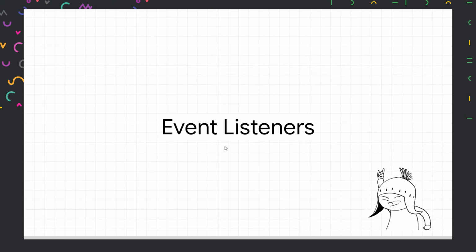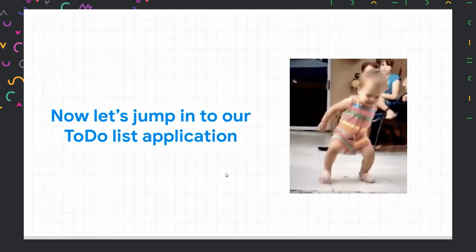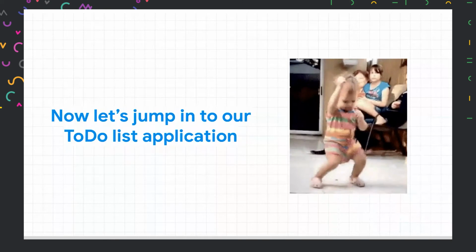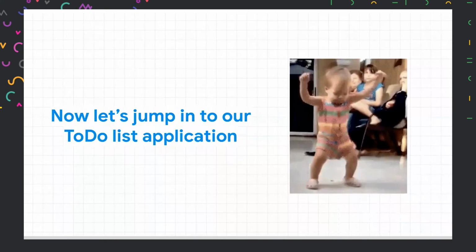We learned about event listeners as well. So now we learned all this. Now let us put all this into action. We were making our to-do list in our previous session. We created our HTML and CSS file.